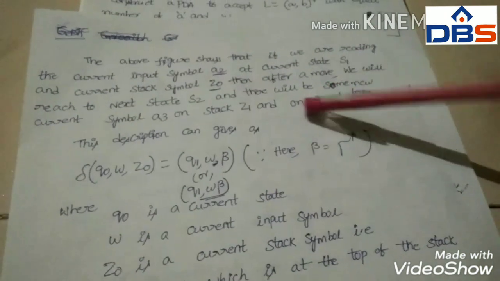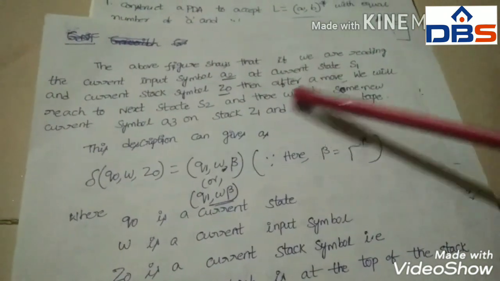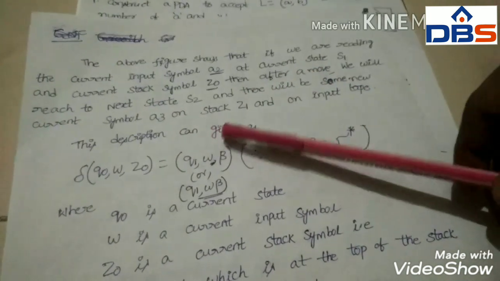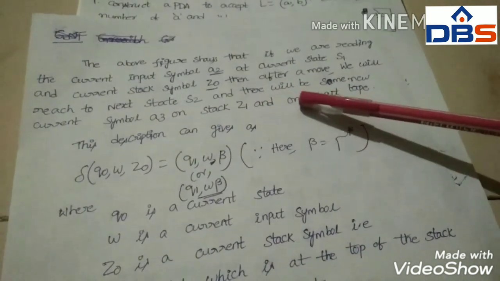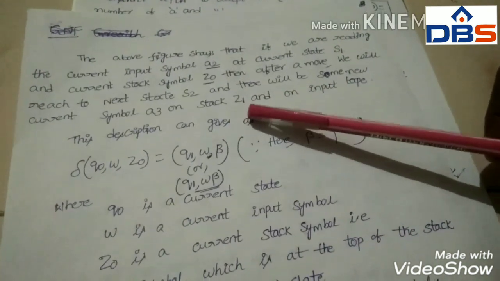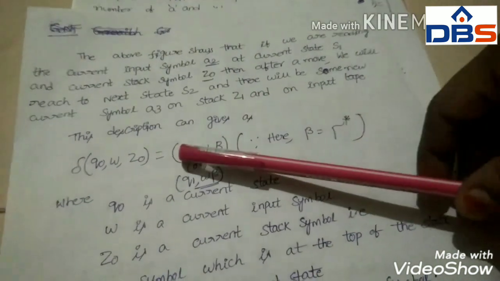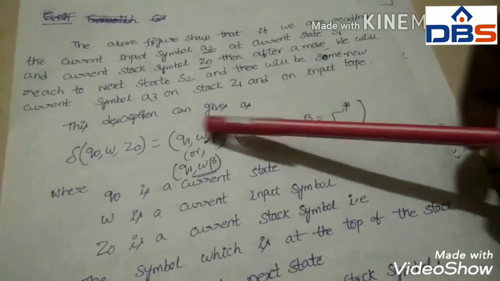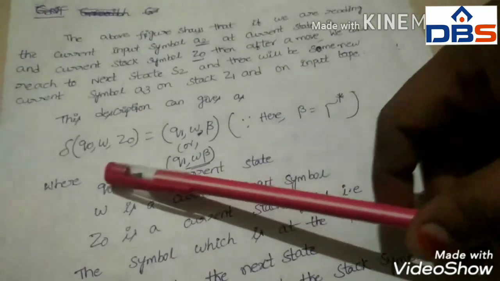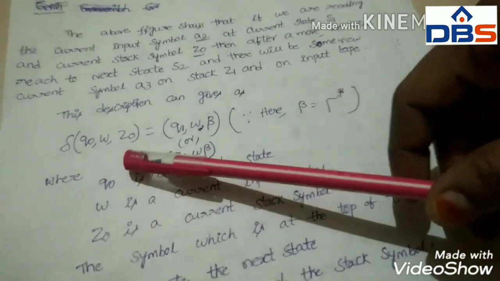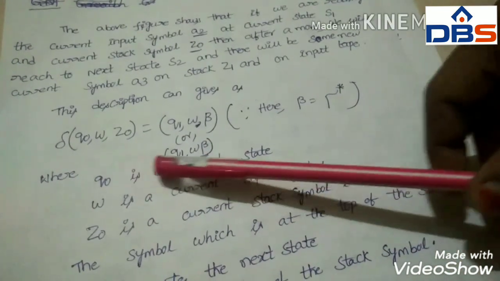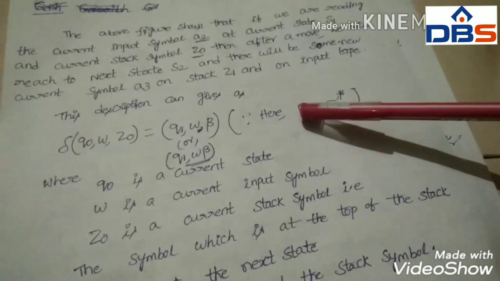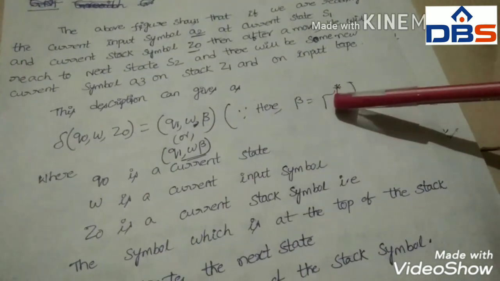In the above diagram, if we are reading the current input symbol A2 at current state S1 and the current stack symbol Z0, then after a move we reach the next state S2, with a new current symbol A3 on stack Z1 and on the input tape. This description can be given as delta of Q0 comma W comma Z0, where W is some string, equal to Q1 comma W comma beta, where beta belongs to tau star. Tau star means any number of stack symbols.